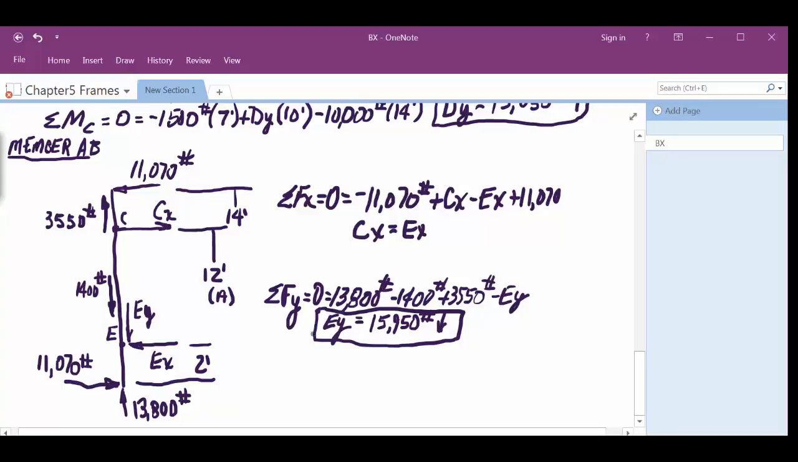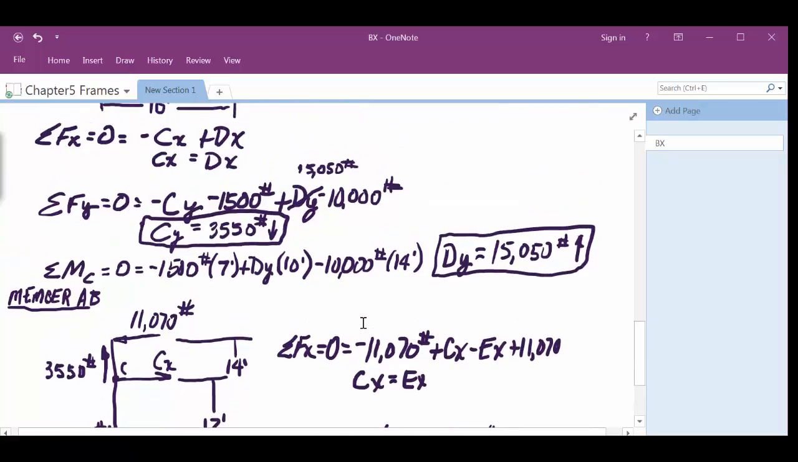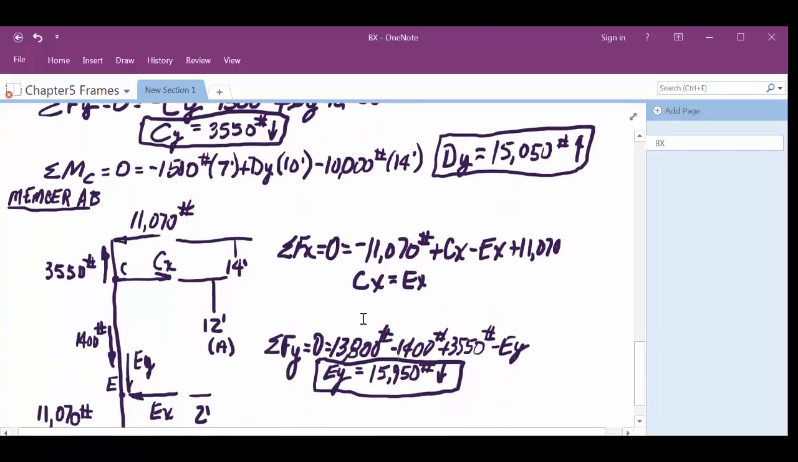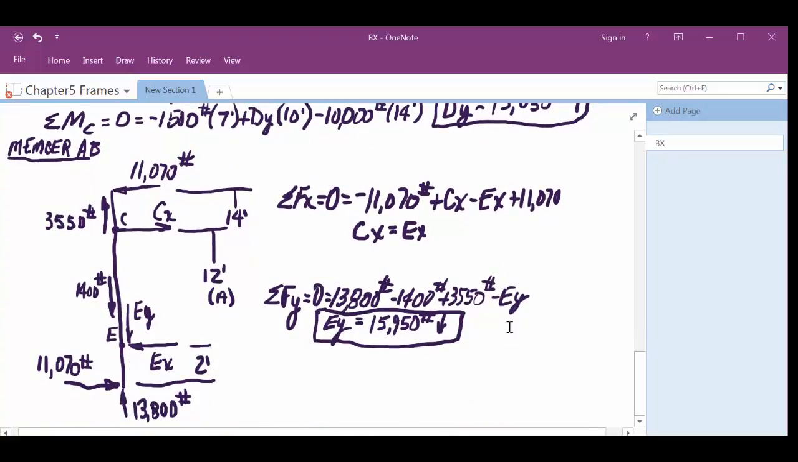Then I would look back up here and make sure that I don't have anything that's equal to EY, and I don't. The only thing we're still missing is the X stuff in it. So I'll do a sum of the moments. And it doesn't matter. Now, it does kind of matter this time. It absolutely does matter this time.